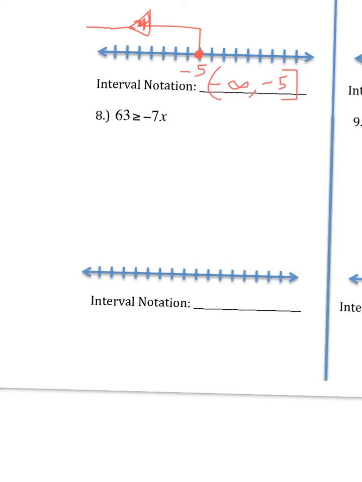8. This one, getting the variable by itself, is pretty simple. I get divide by -7. But, okay, now watch this. I'm going to keep the x on the right side. I divided by a negative, so I have to flip the sign. And I get -9. So -9 is my key number with the filled in circle.